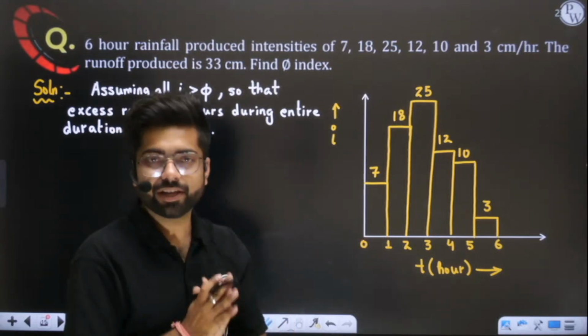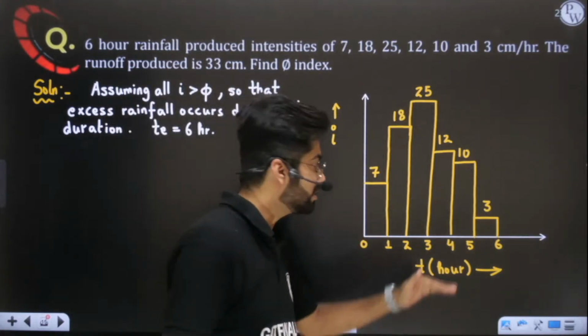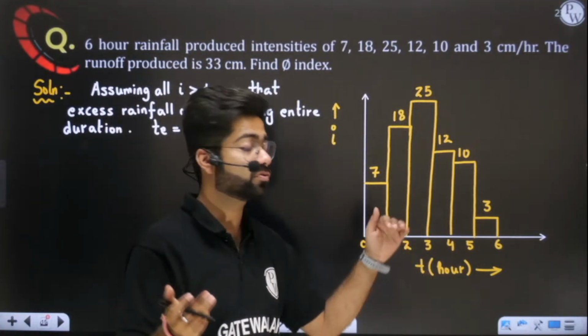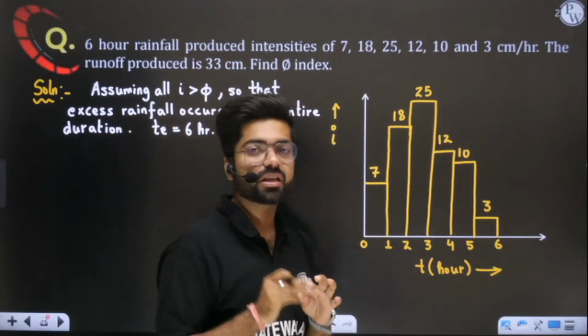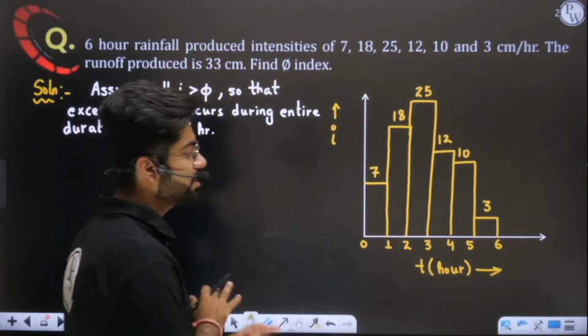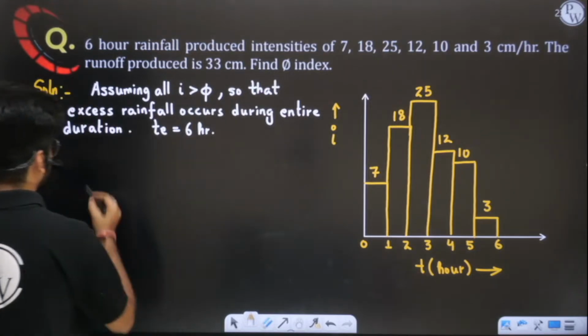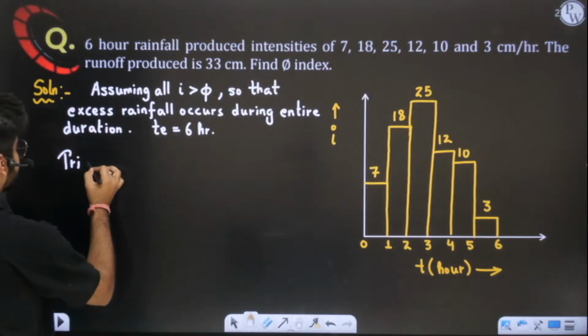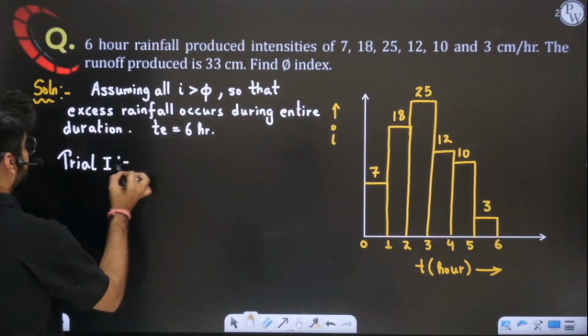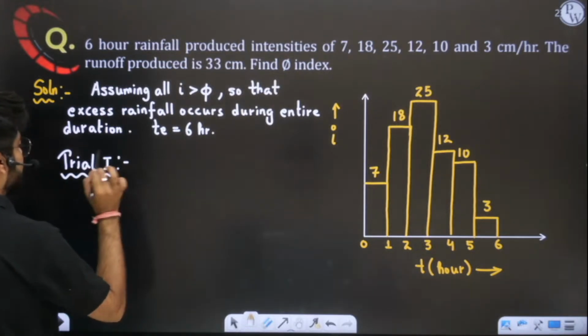Let us solve the value of phi and check if it is less than 3 centimeter per hour. If it is less than 3 centimeter per hour, then it is okay. So we will take trial number 1. No issues, sir. We will take it.